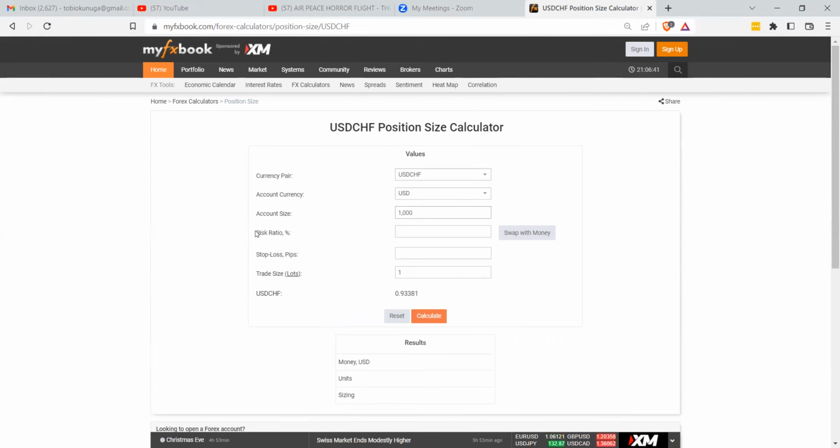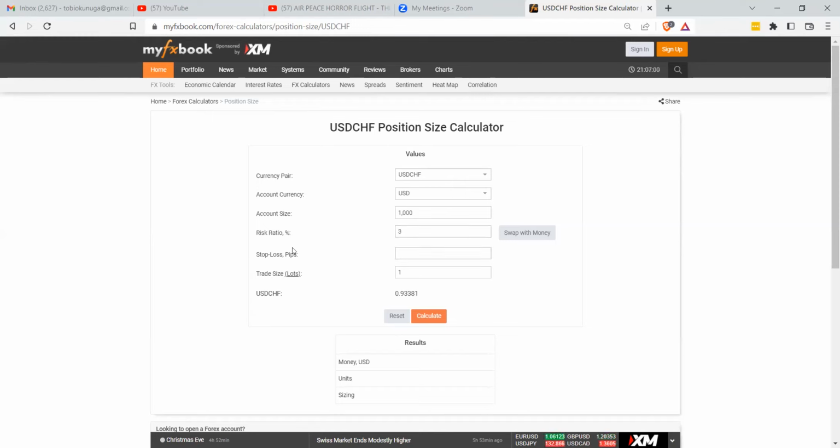Your risk ratio, so this is not asking you, what is the percentage that you are willing to lose on this trade? That's what we just talked about. So I recommend for a beginner between 1 to 5. So let's choose a middle number. Let's say 3. So you are risking 3% per trade.